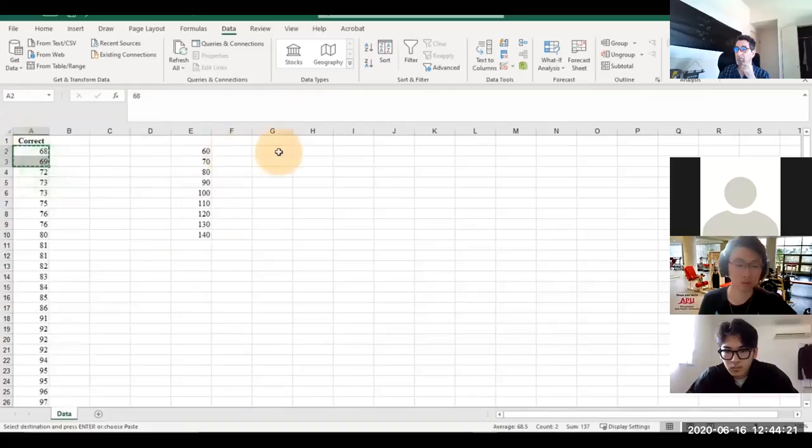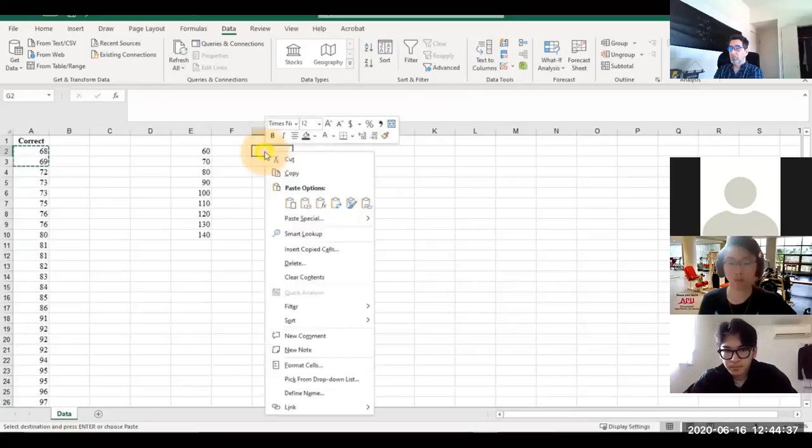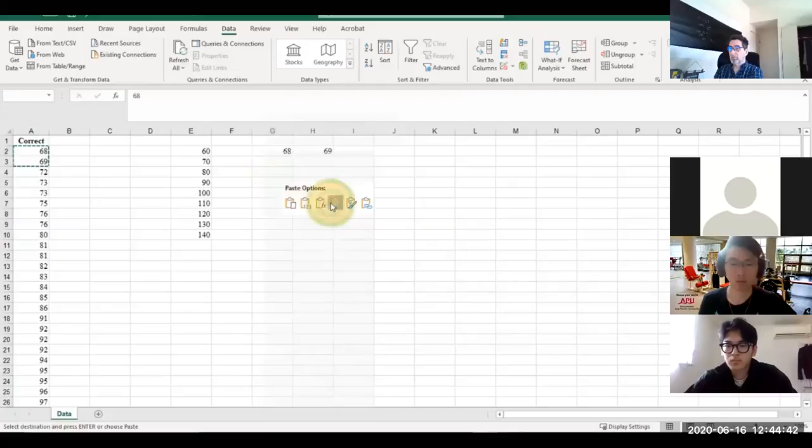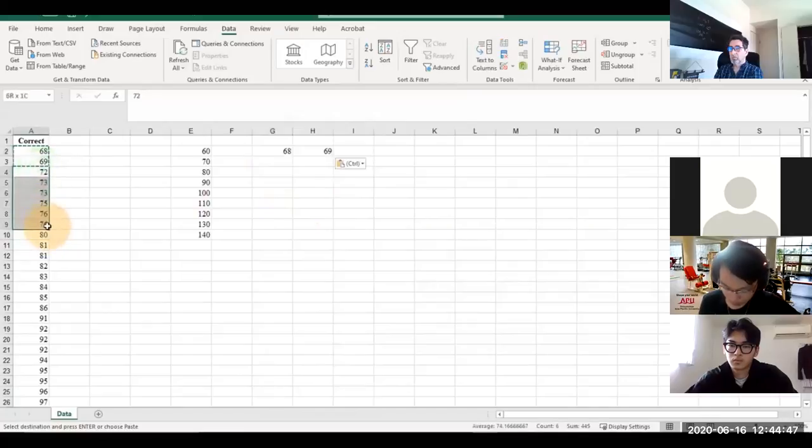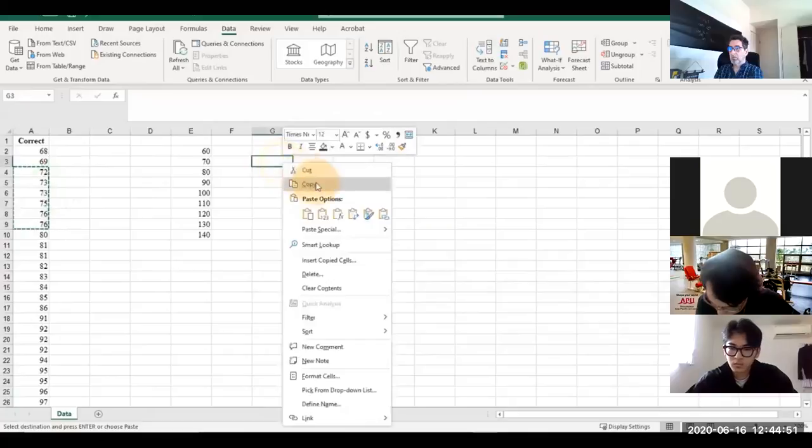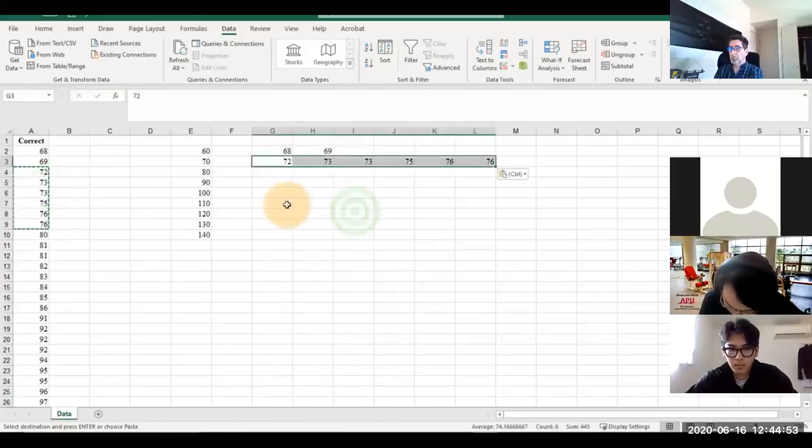Let me just start it here. I'm going to click here and paste it, but you can do something called paste transpose. So instead of it being copied to this cell and this cell, it's going to be copied in this cell and this cell. So I'm going to paste it, but there's this one here, paste transpose, so we get that. Okay, now I can take the 70s and do the same kind of thing: copy it, start here and paste transpose, so it goes like that.